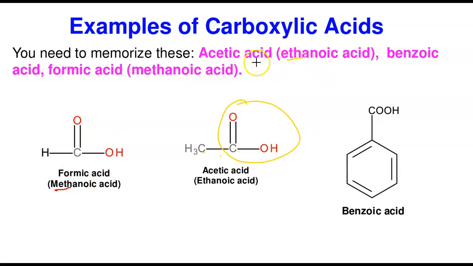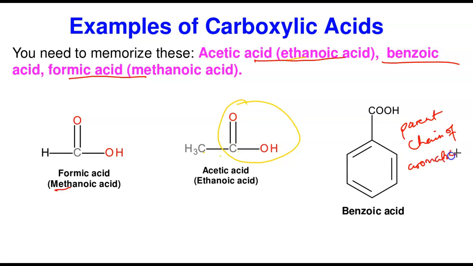So you need to memorize acetic acid, formic acid, and then benzoic acid. Benzoic acid is the parent chain of the aromatic acids. And again, we covered the aromatics when we talked about the unsaturated hydrocarbons. Just remember that. You need to memorize these, both their IUPAC names and their common names. You need to know both. Okay, let's take it off from there.